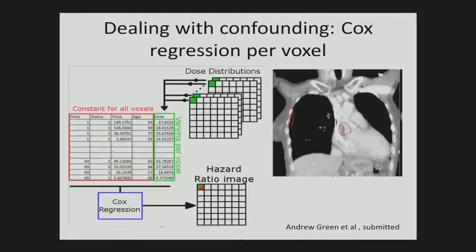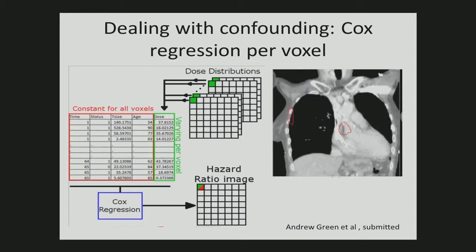So how to deal with confounders? Multivariate analysis is good because you take the confounders into the analysis. But now actually our problem is a bit more complicated than that, because we have 1,000 patients, and we have 100,000 variables per patient, every point in the dose distribution, depending on how big you sample it. So if this is the dose cube per patient, we have 100,000 times 1,000 numbers that we want to do the data mining on.